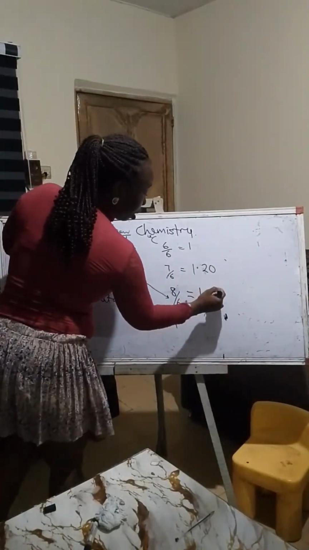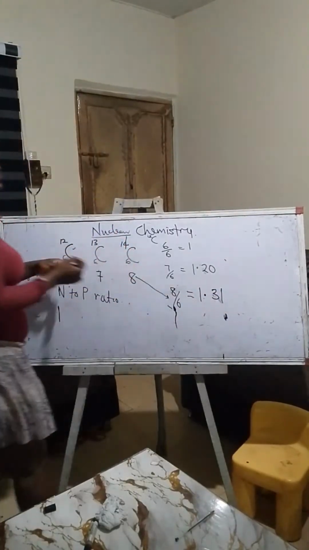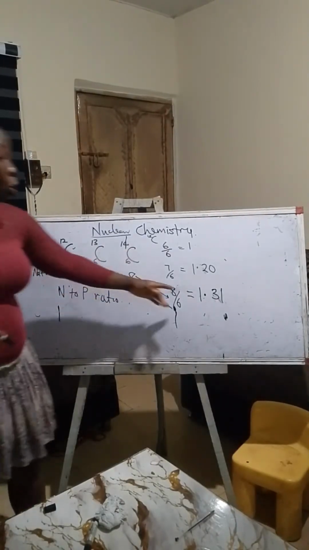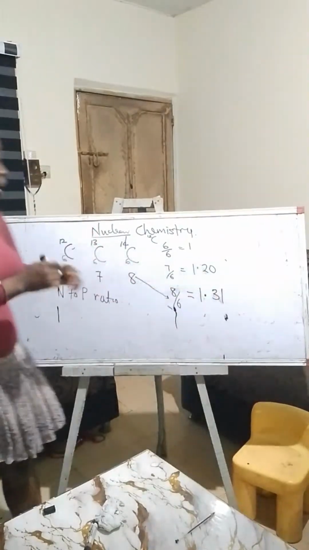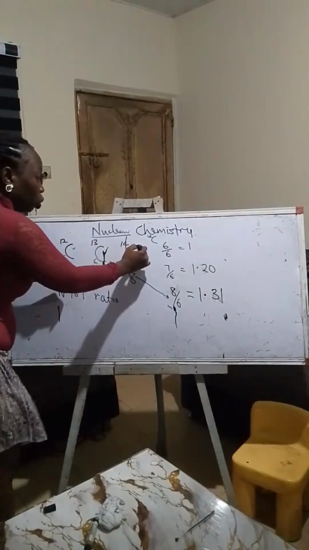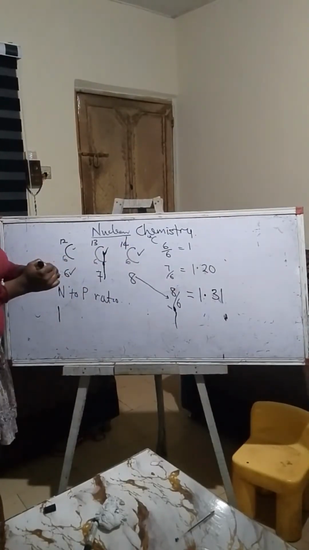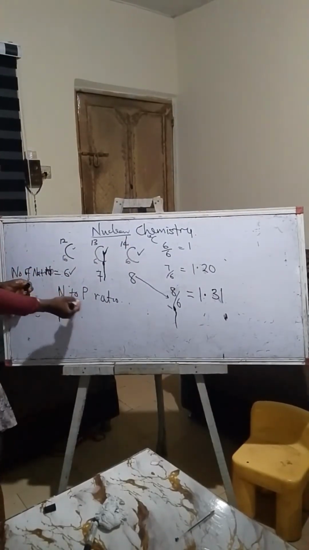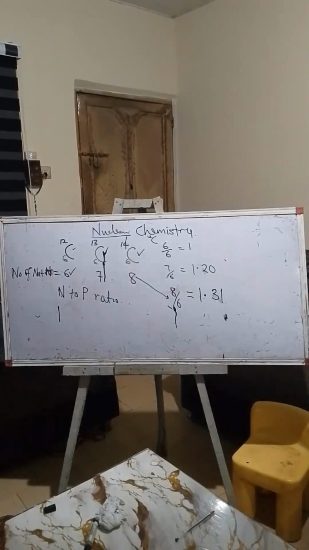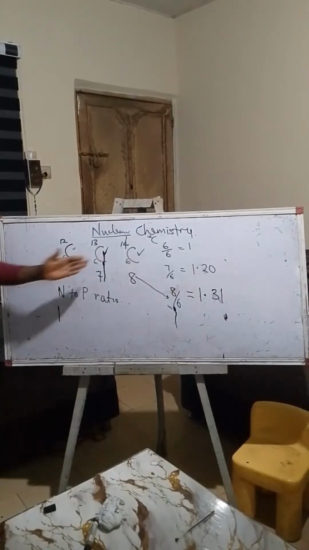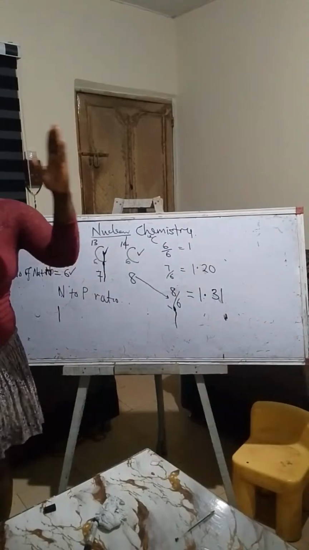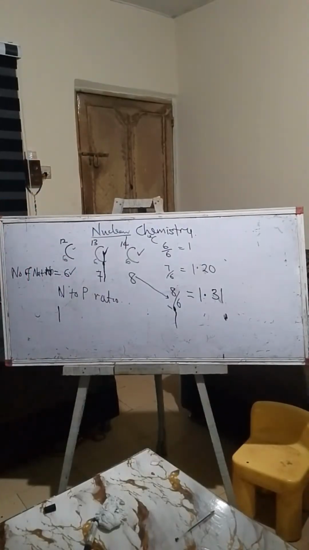I think it's 1.31. So you see that it's higher. Now it means this bond is moving towards stability. So we cannot classify this carbon-13 or carbon-12 to be stable. Why? Because of the proton to neutron ratio, which determines the stability of an element. So this one we tend to move towards the belt of stability, because the belt of stability is 1.